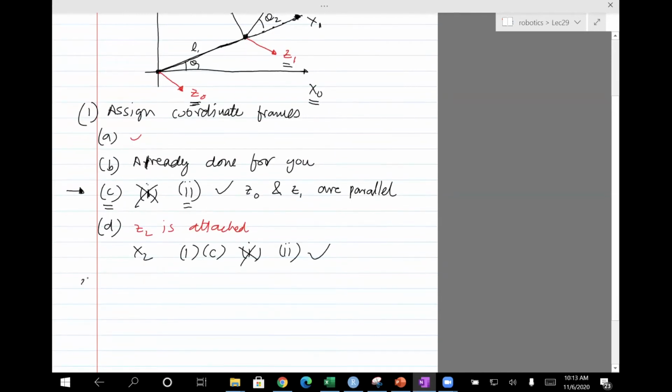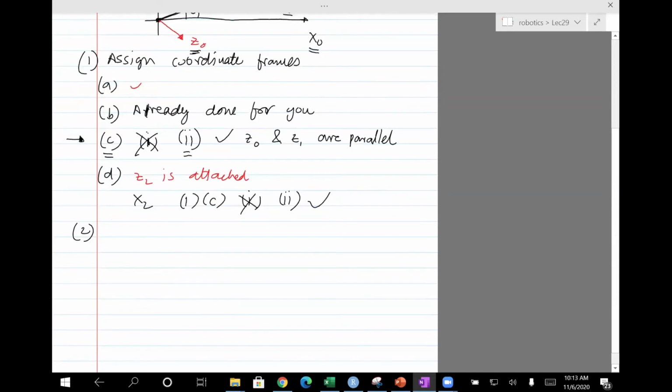Let's go to step 2, okay, which is generating the DH table. So here we have the table, which is ai, alpha i, di, theta i.